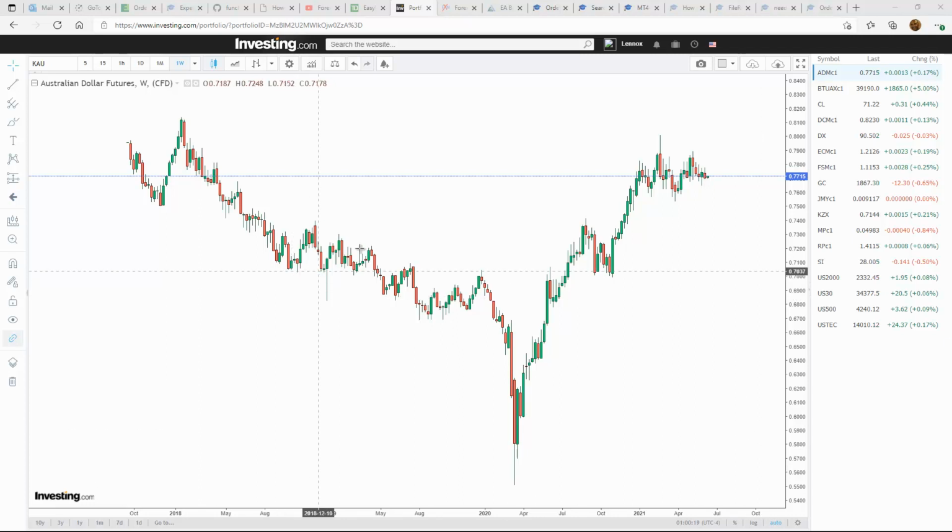We can take a look at what's setting up this week in the major futures for the U.S. dollar index, the U.S. indices, and also the major currencies. Starting off with Australian dollar on the weekly time frame.